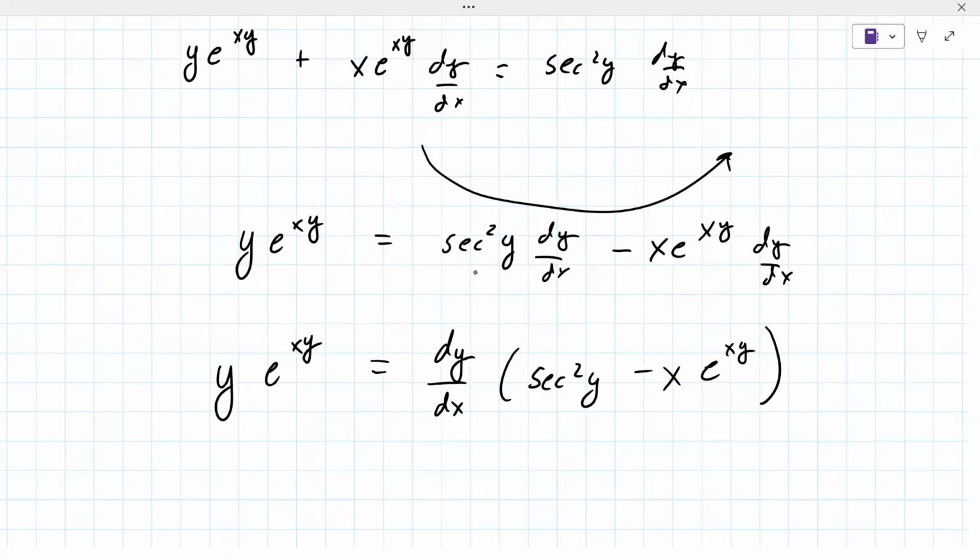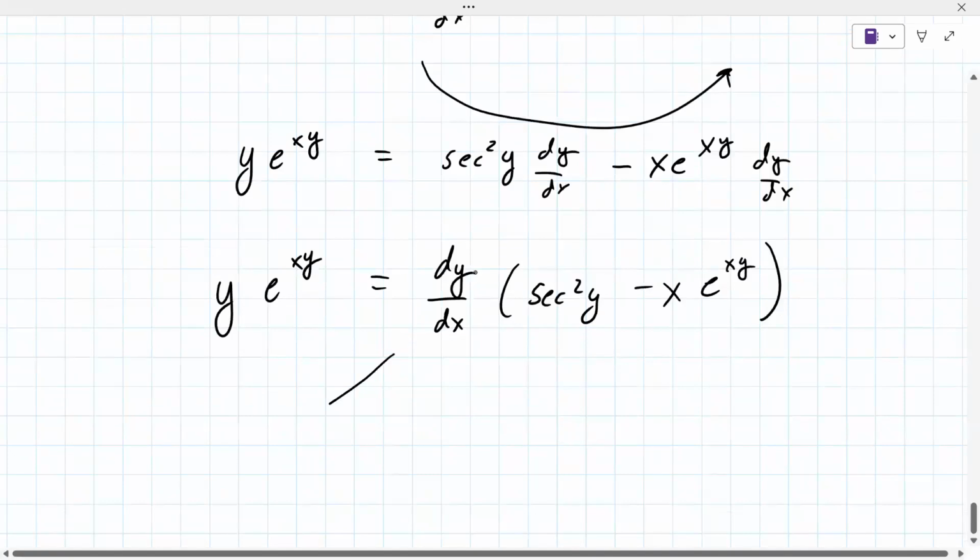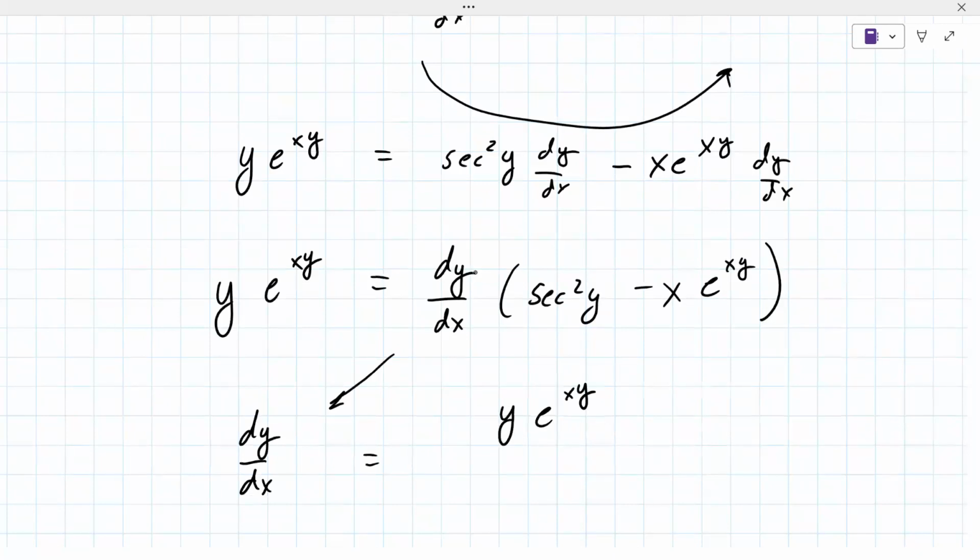And then whichever side it's on, you factor out the dy dx, and then you divide both sides. So you'll see I tend to move the thing we're solving for back to the left. Y e to the xy over secant squared y minus x e to the xy. Yeah, that's what I got. Great.